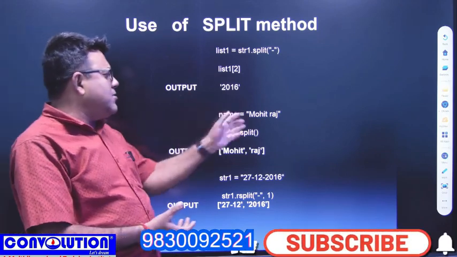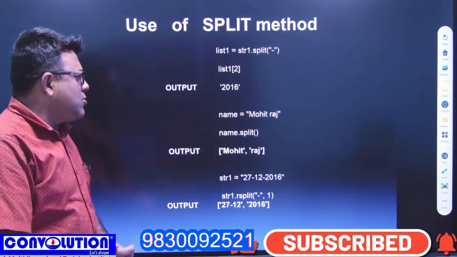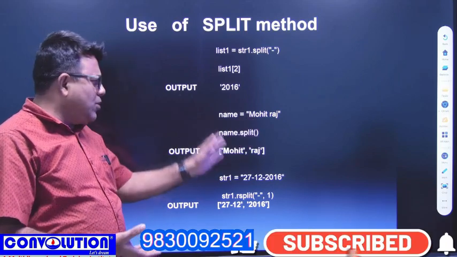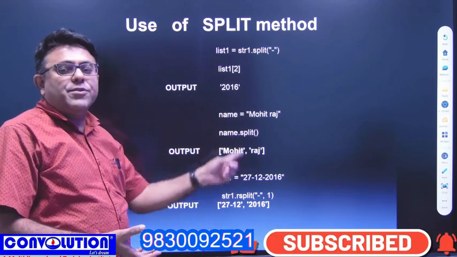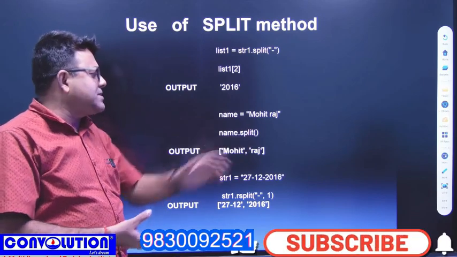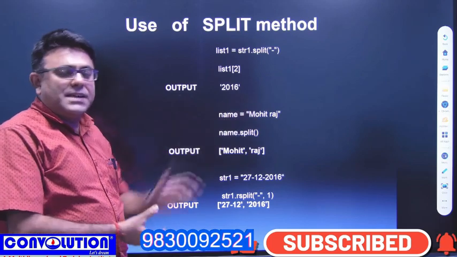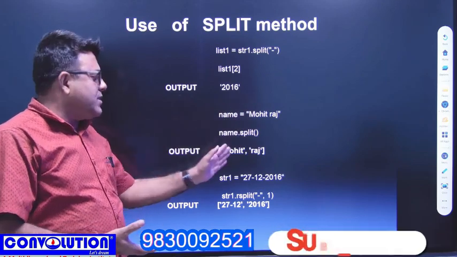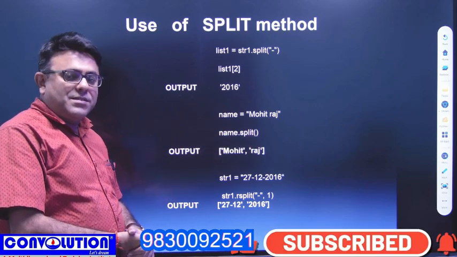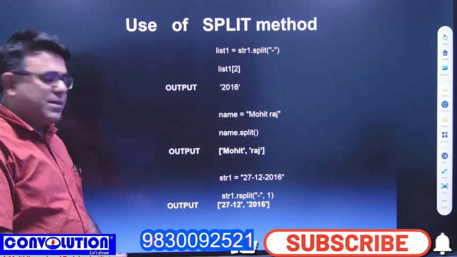Now look at another example. Name equal to Mohit Raj. Then I said split. It is going to split these into two different elements, Mohit and Raj. One point to be noted: I did not specify anything. If I do not specify anything, by default it takes the space as a delimiter. After Mohit it finds a space, then it finds Raj. So first it shows me Mohit, then it shows me Raj as the second element. By default, if you don't specify anything, space will be taken automatically.